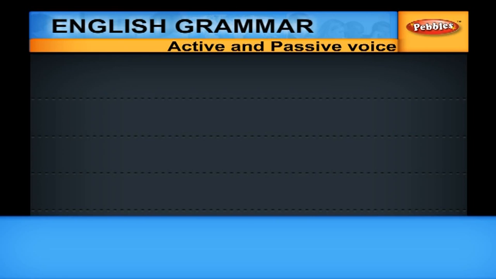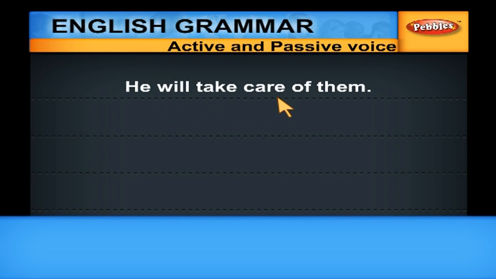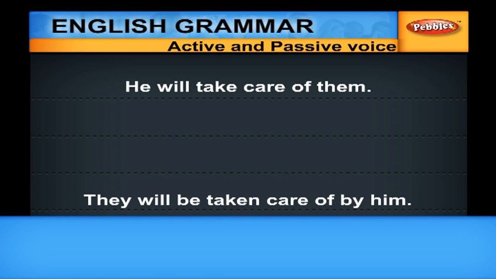Another example for you. He will take care of them. Active voice is in simple future. We need to insert be in between the modal auxiliary and the past participle form of the main verb. Taken is the past participle form of take. So therefore, the statement is, they will be taken care of by him.